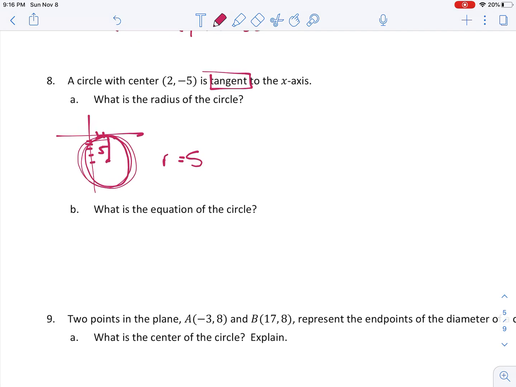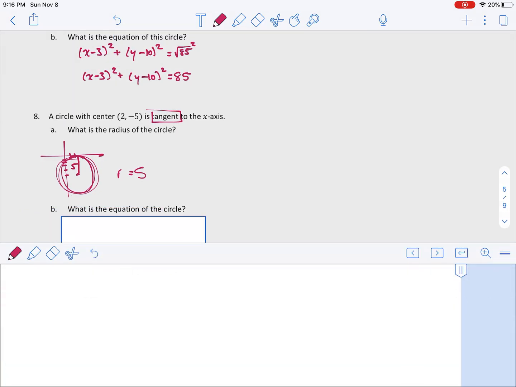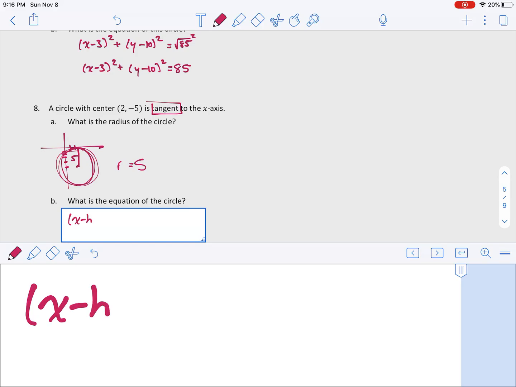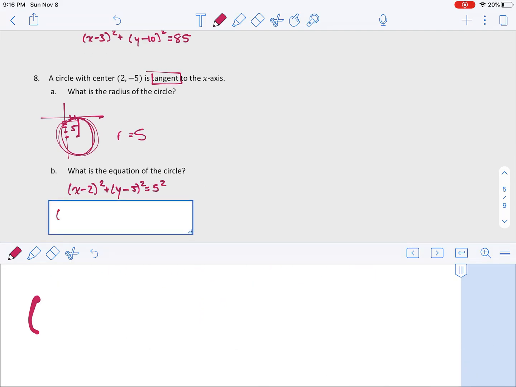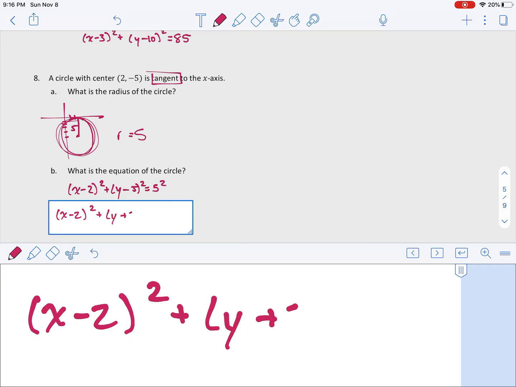Now that we have the center and the radius, we can write the equation. The equation of the circle, (x - h)² + (y - k)² = radius squared. h and k we were given, 2 and -5. The radius we just found was 5. And we'll simplify as much as we can. Minus the negative is a plus. And 5² is 25.